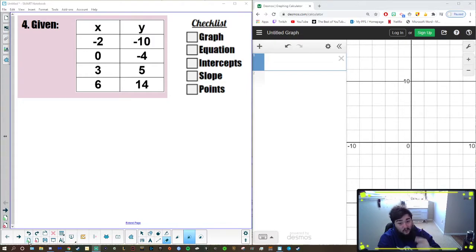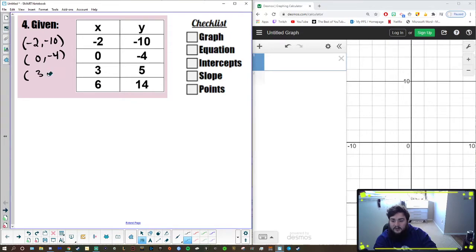That's hashtag 031. We are given a table in number 4, which is just a collection of points. So right off the bat, we know we have the points -2, -10, 0, -4, 3, 5, and 6, 14. We are overachievers. You only need 2 points, but we got 4. So let's go ahead and check off points.